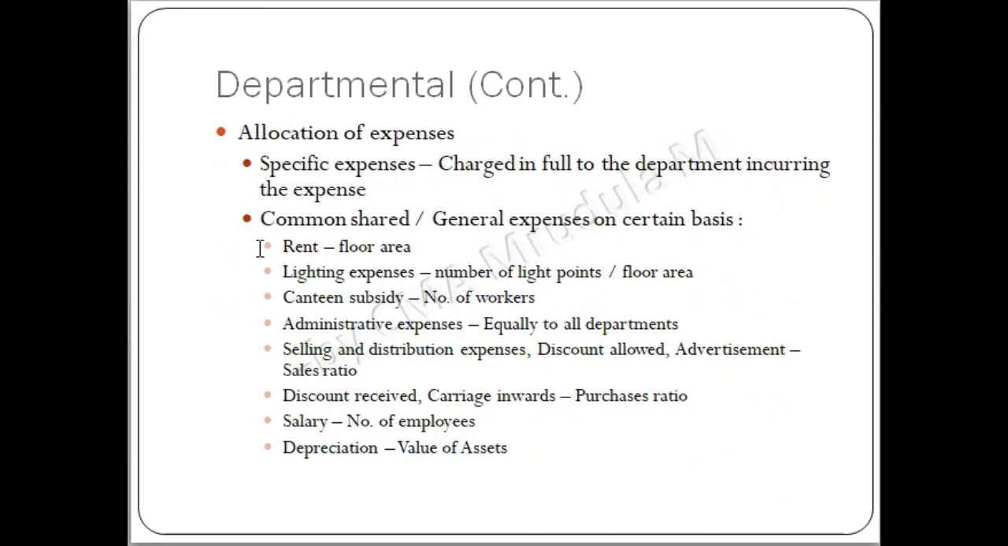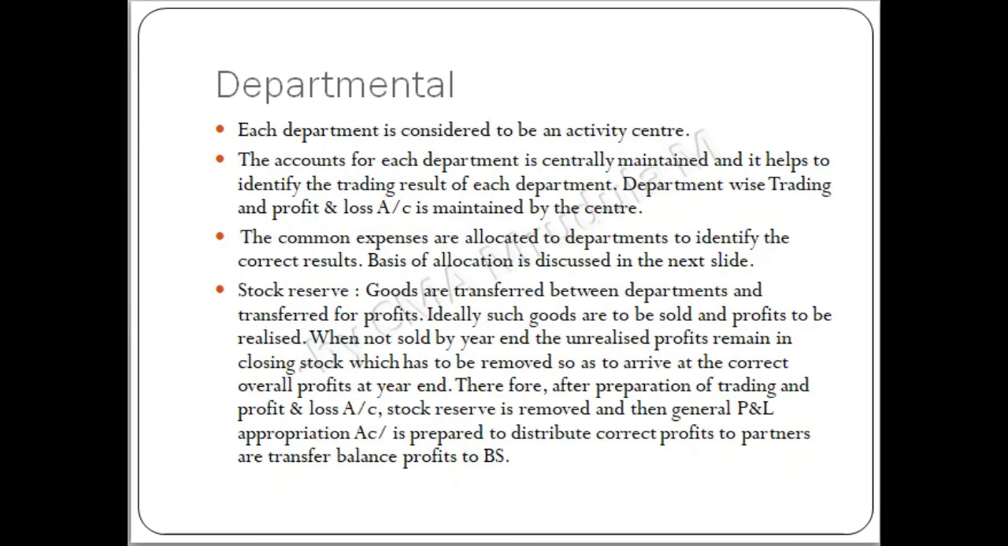It just follows some amount of common sense. Rent is allocated on the basis of floor area occupied by every department, lighting expenses on the basis of number of light points, canteen subsidy on the basis of number of workers, administrative expenses mostly equally to all the departments, selling and distribution on the basis of sales ratio, discount received and carriage inwards on the basis of purchases ratio, salary on the number of employees, and depreciation on the value of assets. After doing all of this, we can arrive at the exact departmental trading and exact departmental profit and loss.